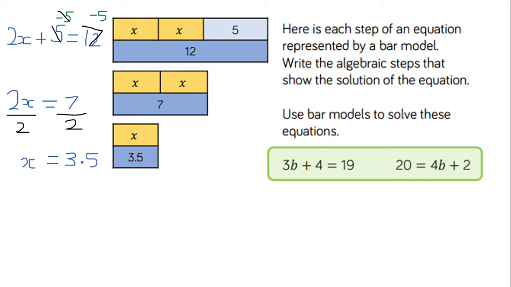Okay, have a little go at the second two and pause the video.